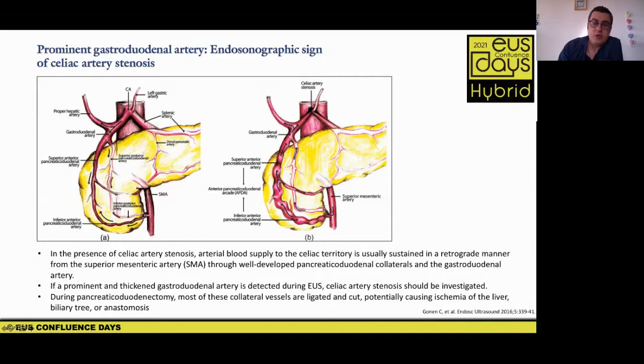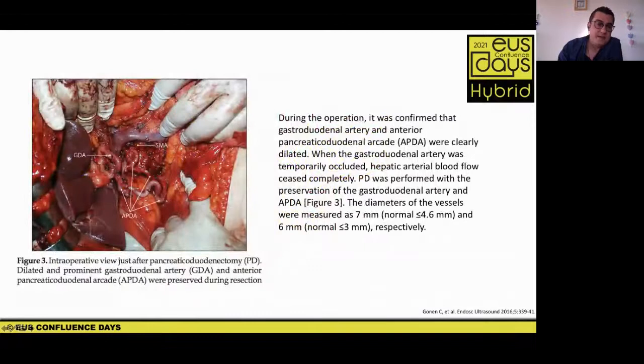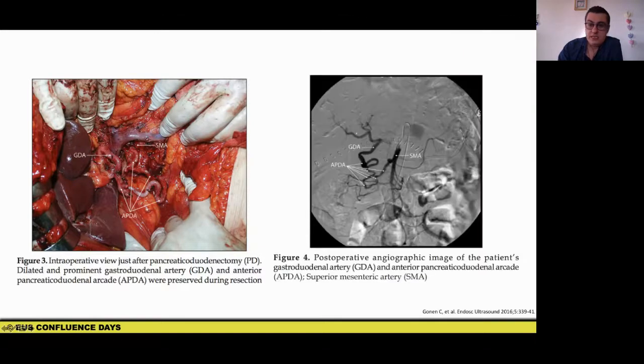And why is it important? Because during the pancreatectomy you cut all these collaterals. So what we did, we protected these arcades. This is the anterior posterior duodenal arcade and the gastroduodenal artery. That's why we protect these collaterals, because the celiac artery is totally occluded in this patient.